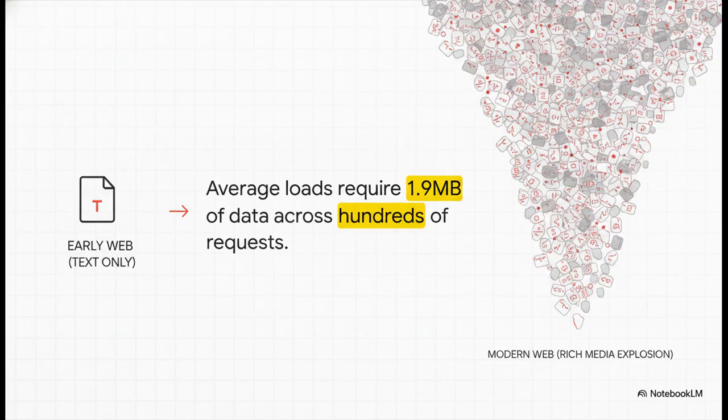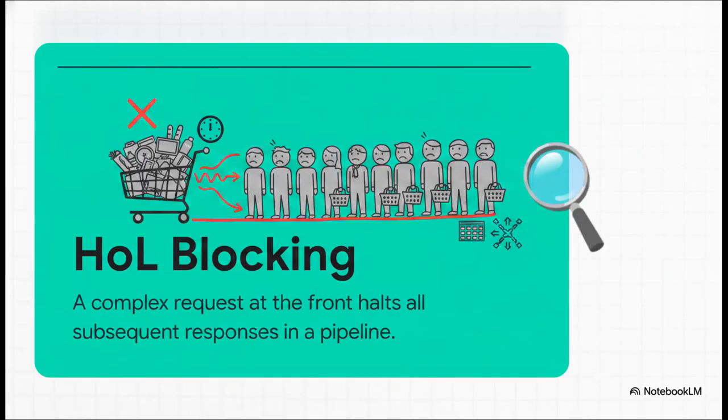Now, sure, HTTP/1.1 did improve things early on by letting us reuse TCP connections, but it utterly failed to scale with this massive explosion in resource density. It just couldn't handle the sheer volume. And this brilliantly illustrates exactly why. It all comes down to a nasty little problem called application layer head-of-line blocking.